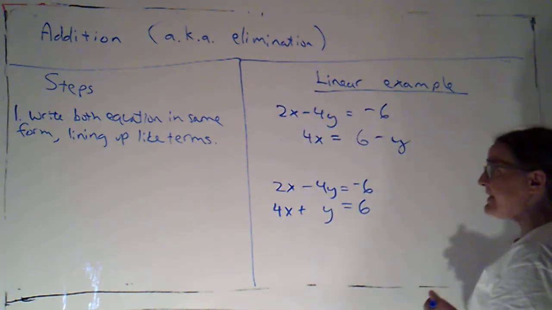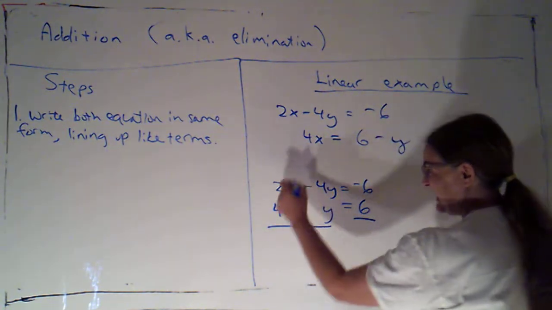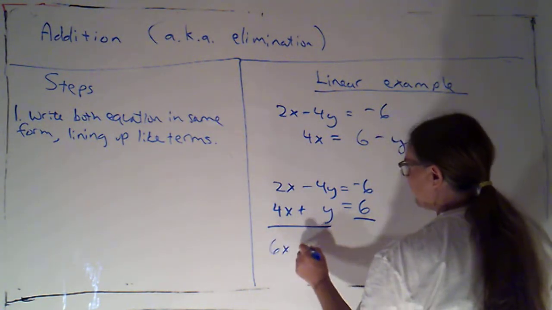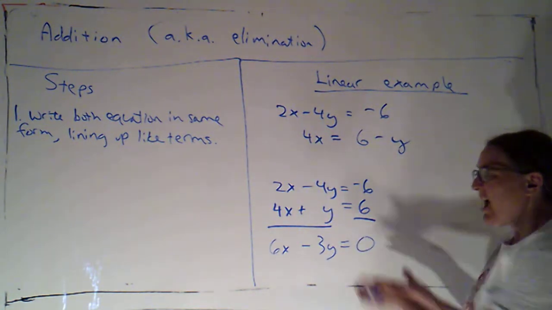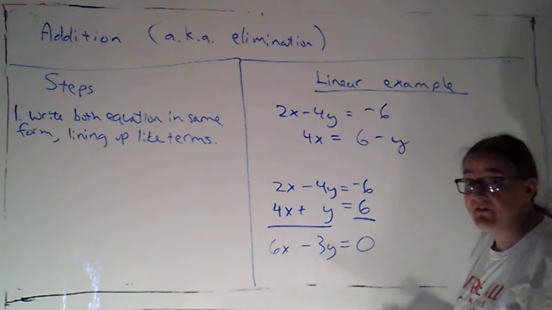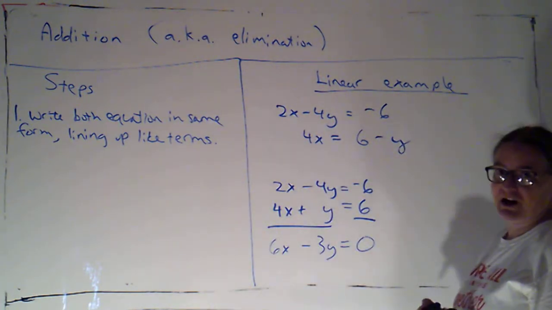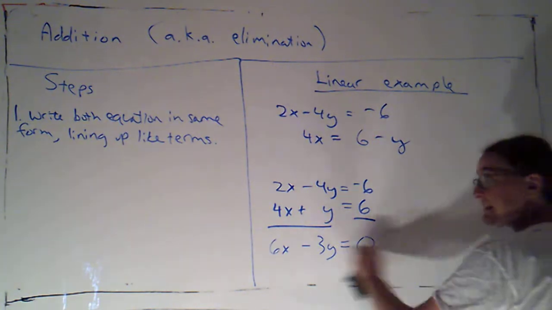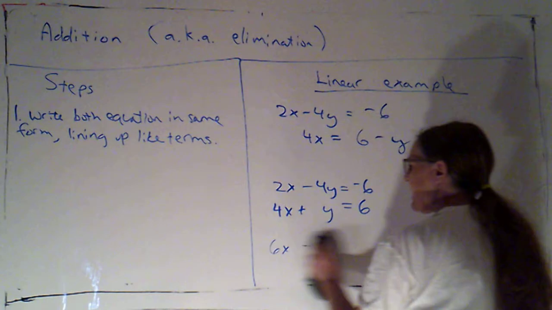If I were to add the equations now, let's just see what I get. 6x minus 3y equals 0. I just have another equation that has two variables in it. My goal is to eliminate one of the variables. Okay. So while this is legal, I haven't done anything wrong, I haven't gotten any closer to the answer.